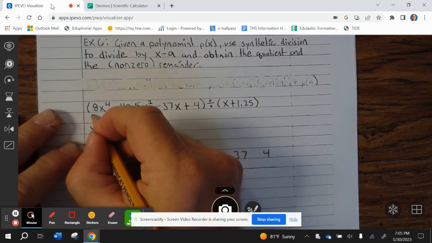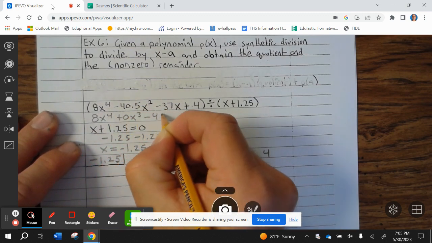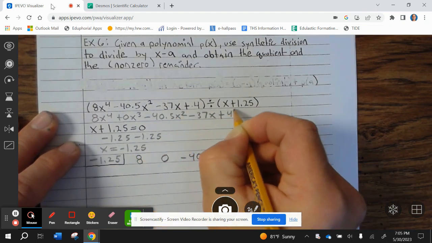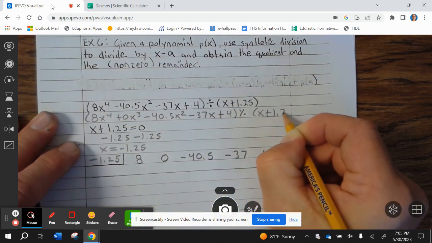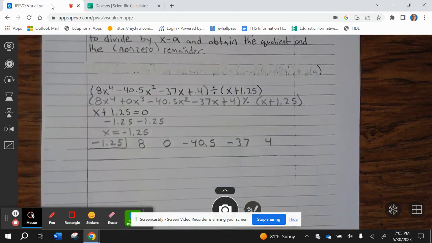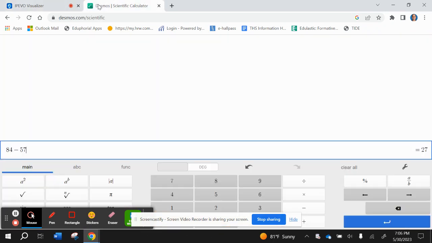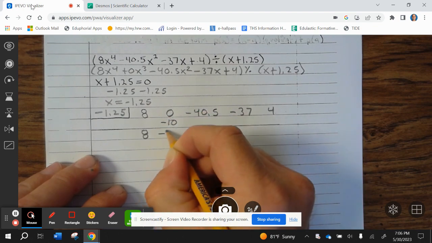Because technically, this is 8x to the 4th plus 0x cubed minus 40.5x squared minus 37x plus 4 divided by x plus 1.25. Okay, so now we bring down the 8. So we need to multiply negative 1.25 times 8 is negative 10. Combined, this becomes negative 10.